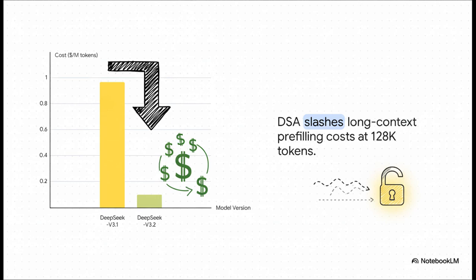And the impact of this in the real world? It's huge. Just look at this chart. You can see the cost just plummets. We're talking about a dramatic reduction. The new model costs just a tiny fraction of what the old one did to process long chunks of text. And that's a game changer for making powerful AI more efficient and more accessible to everyone.